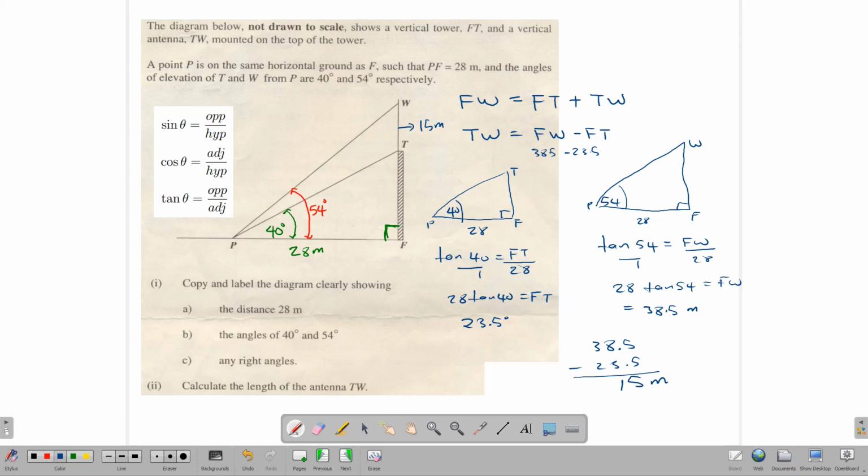familiar with in terms of elevation and depression. It's a very useful application of trigonometric ratios, and it's a useful thing to learn. It's also very interesting because it comes up in other things later on if you do engineering and things like that.